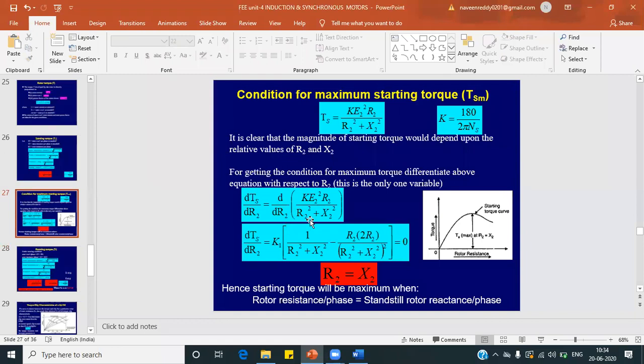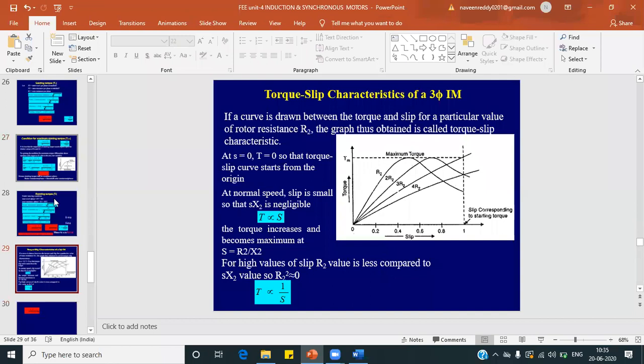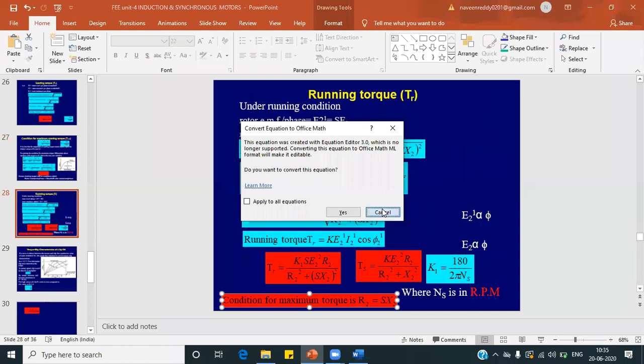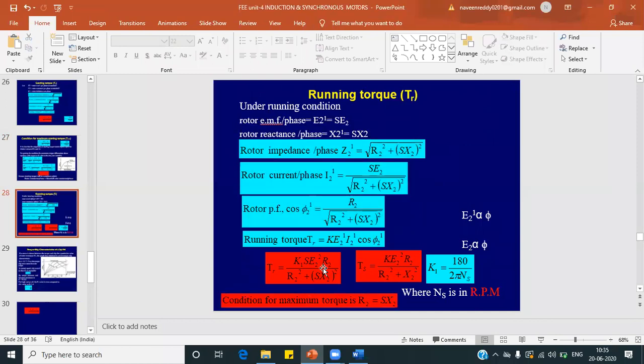So if you differentiate, this is for maximum starting torque, but if you include S over here, this is the same. So R2 equal to X2 is the condition where you could get maximum starting torque. But during running condition, the condition for maximum torque is R2 equal to SX2. I would prefer you to go to the textbook for this derivation. There is no difficulty in it. You just have to differentiate with respect to R2.